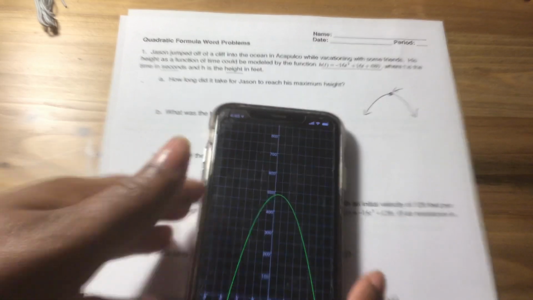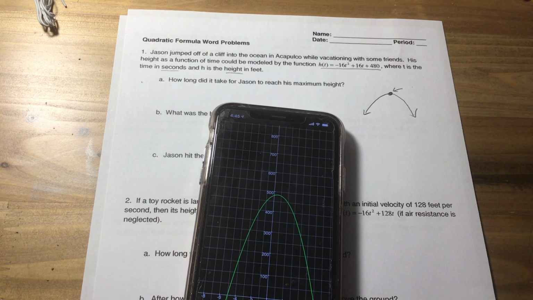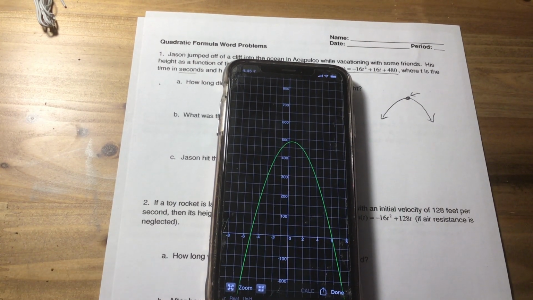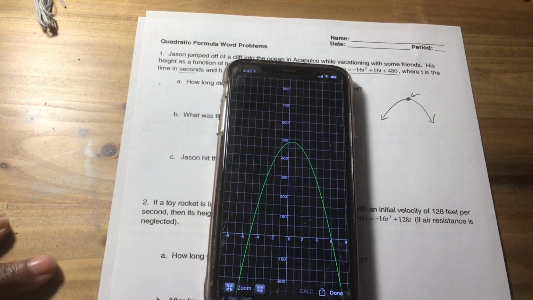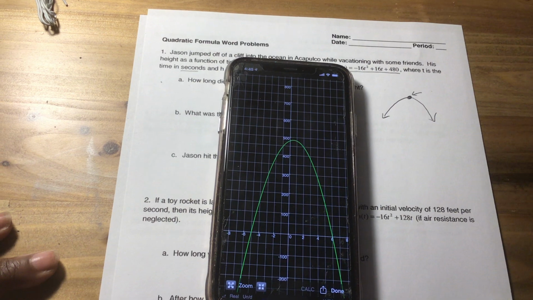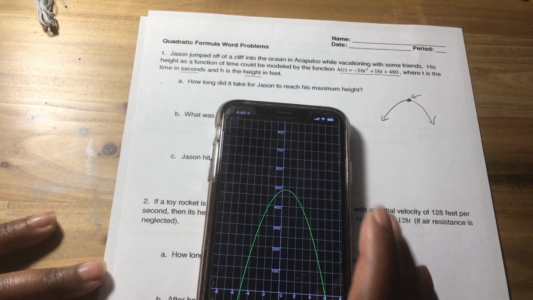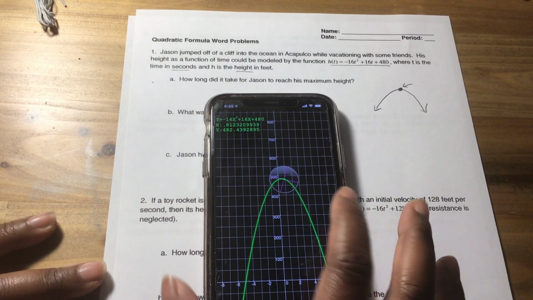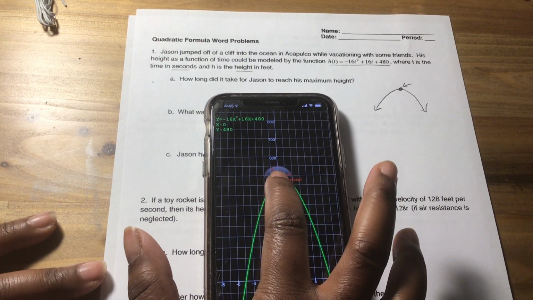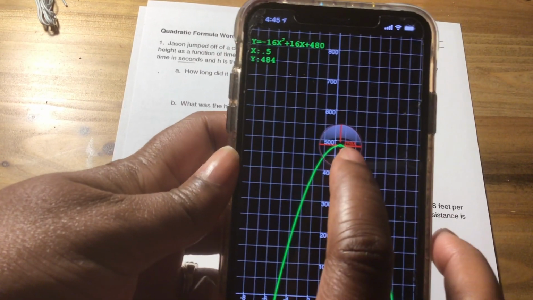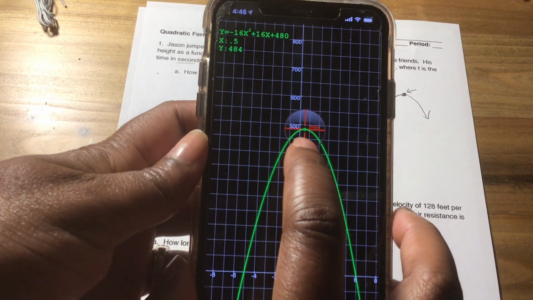There we go. All right, good deal. So now when we get our graph, we're going to tap on the parts that we need. We need the maximum height. So the maximum height is up here. What you do is slide it to where you see maximum height. If you can see it, it says maximum height right here. That's what makes this so cool.